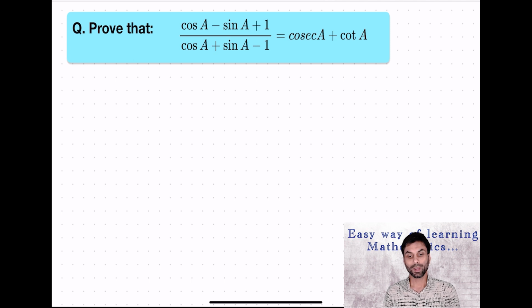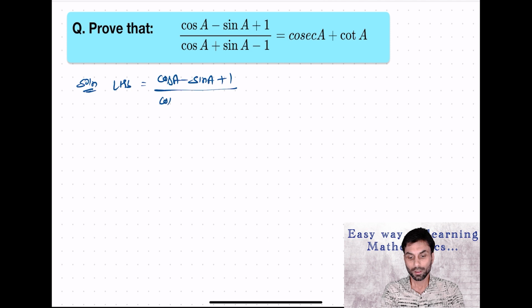Here we have to prove that cos A minus sin A plus 1 upon cos A plus sin A minus 1 equals cosec A plus cot A. Now whenever these types of questions come, we have to use a logic where we convert our LHS in terms of cosec and cot. In order to convert it into cosec and cot, we are going to divide the numerator and denominator of the LHS by sin A. So here in the LHS, it is given cos A minus sin A plus 1 upon cos A plus sin A minus 1.